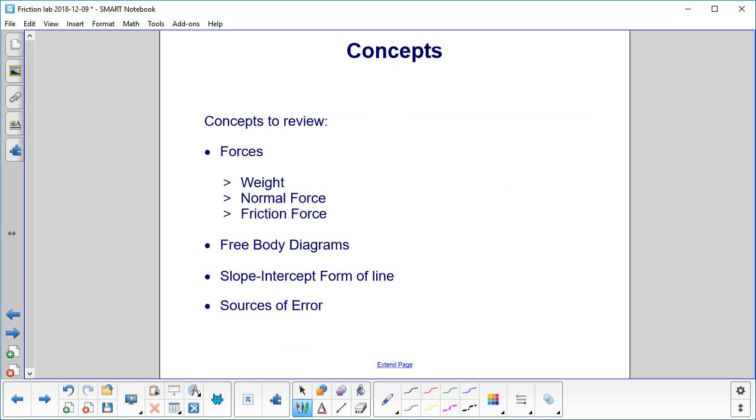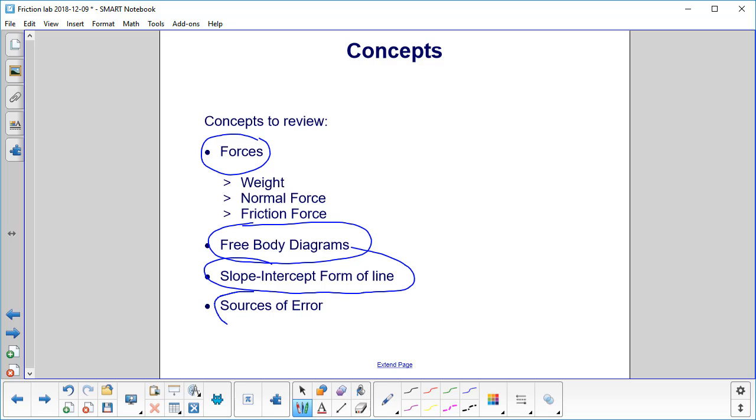Here are the concepts that we're going to review: forces, free body diagrams, the slope-intercept form of a line, and then sources of error related to this experiment.